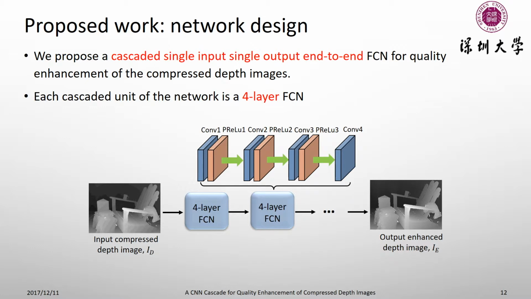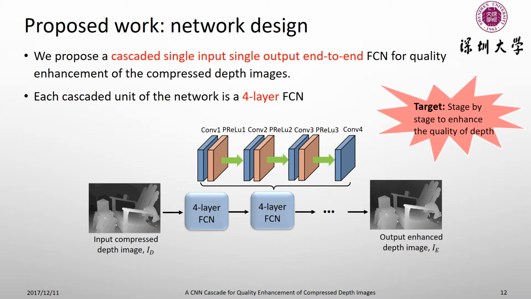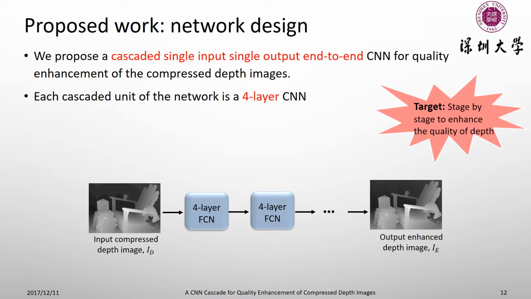Each unit can be treated as a pre-processing stage of the later one. Therefore, the image quality is enhanced stage by stage. Through cascading these shallow networks, we try to achieve comparable results as the deep network.